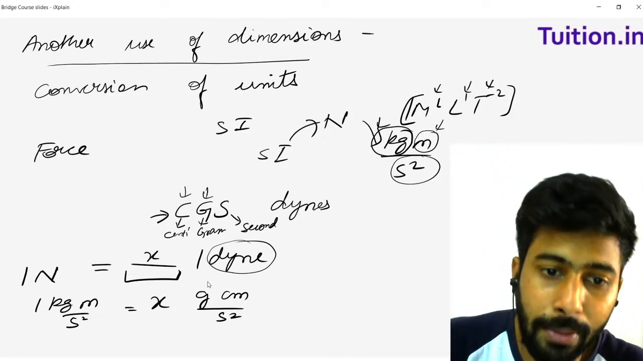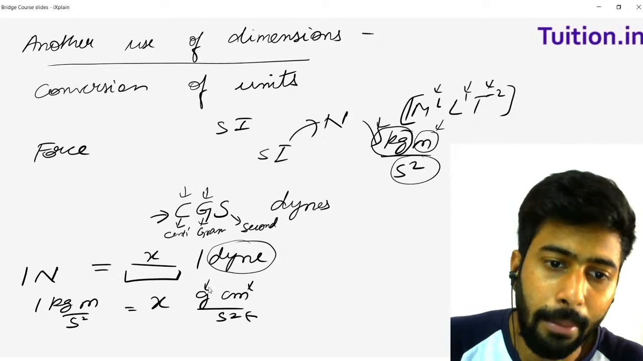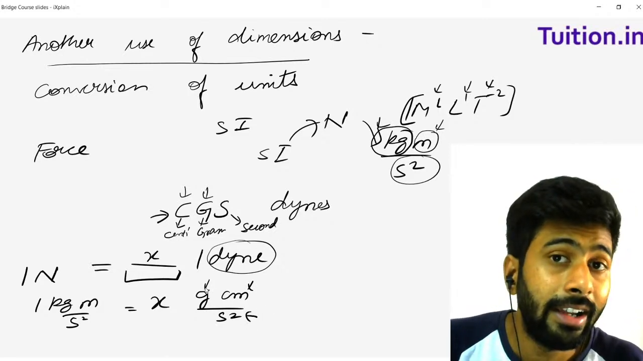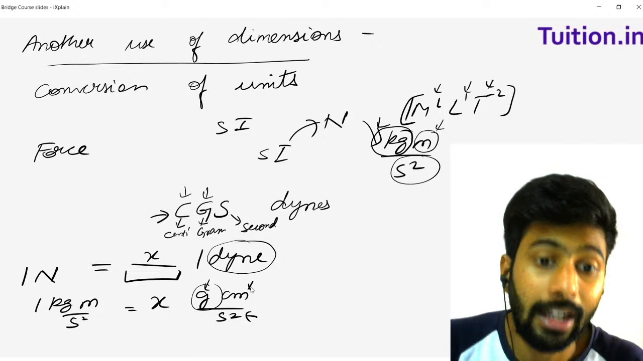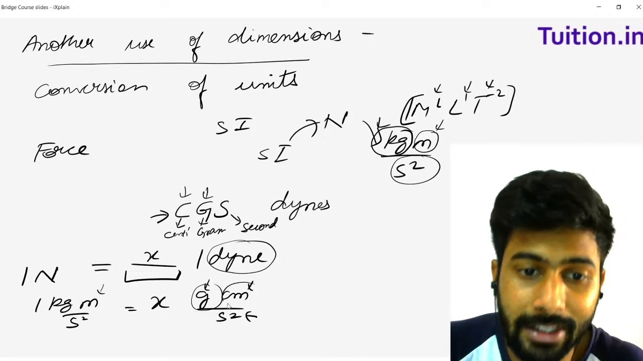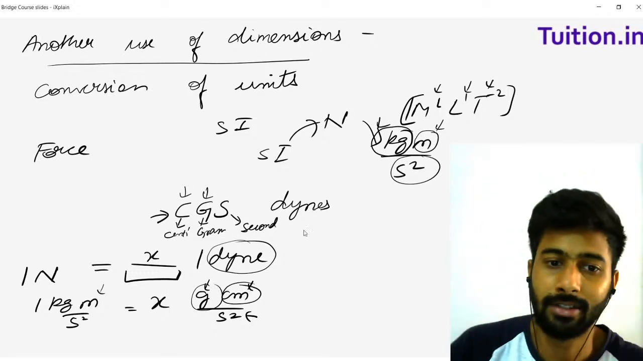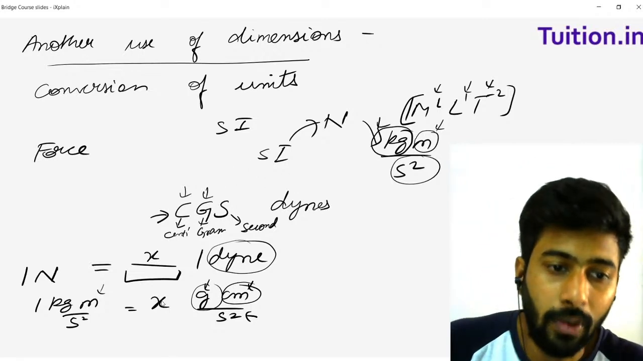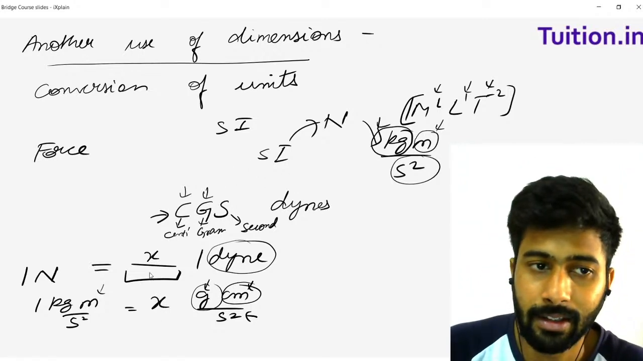Dyne is also going to be mass into length by time square, but mass will not be in kilograms anymore, it will be in grams. Length will not be in meters anymore, it will be in centimeters, and time will still be in seconds. That's what CGS means. Now the question is, how do I get this x?